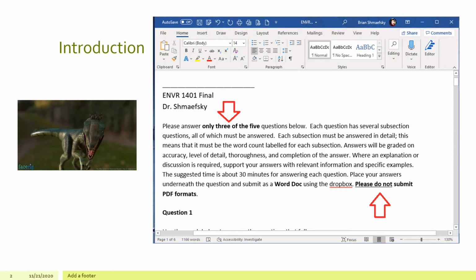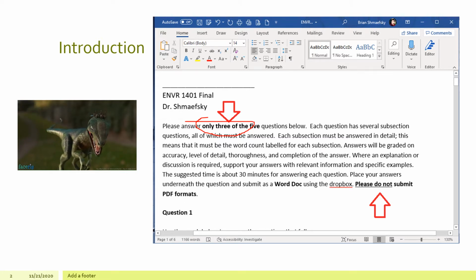You'll see that there's 5 questions. You only select 3 of the 5. Don't do 5, because then I will just count the first 3. I don't want to have to select 3 out of the 5 randomly. So just answer 3 questions out of the 5, and you'll see what I mean by the major questions.